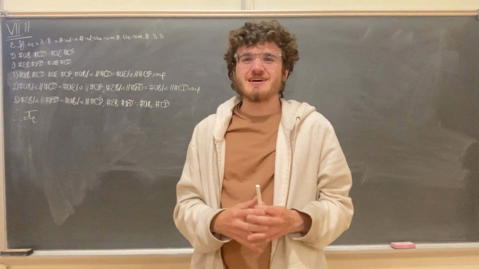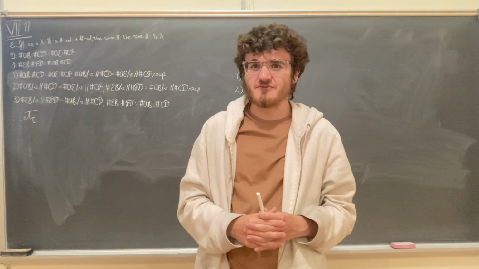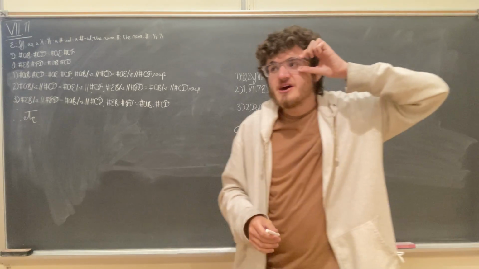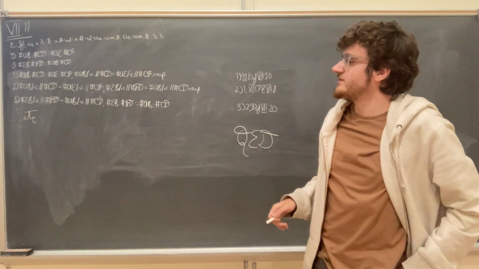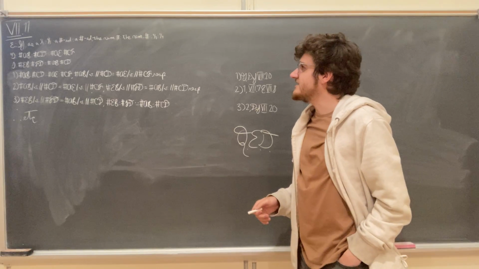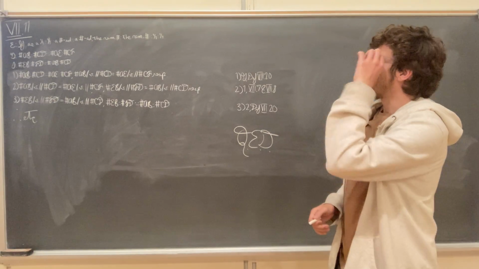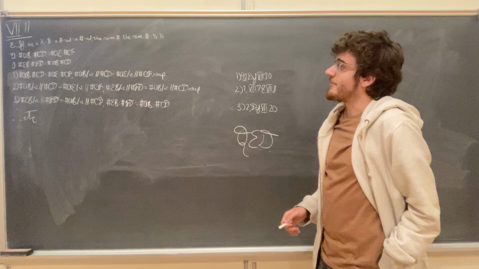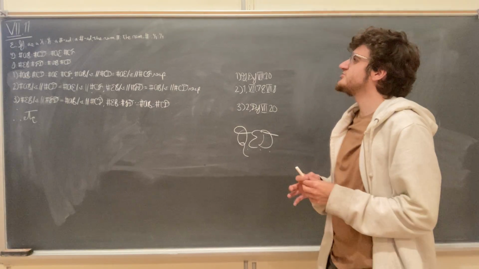Hello, this will be a demonstration of Proposition 11 from Book 7 of Euclid's Elements, which says that if a whole number is to a whole number as a part subtracted is to a part subtracted, then the remaining number shall be to the remaining number just as the whole is to the whole.